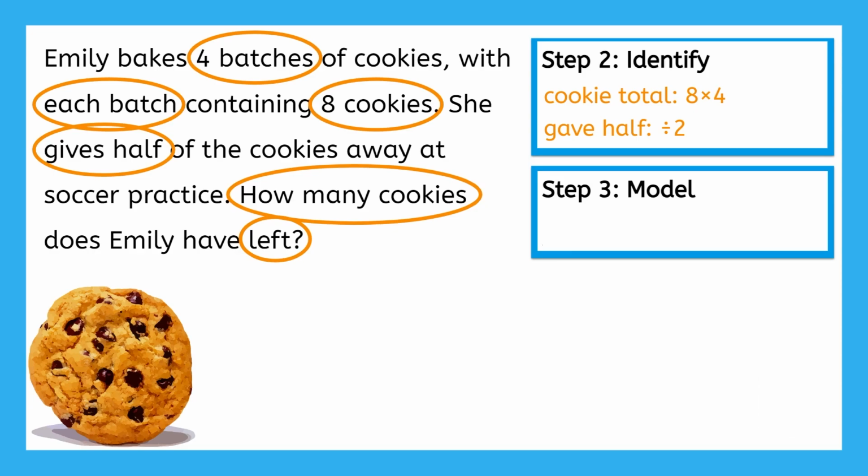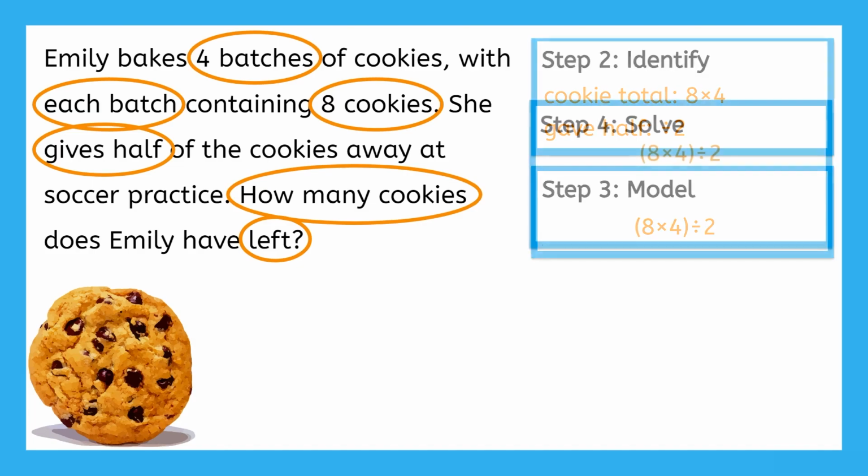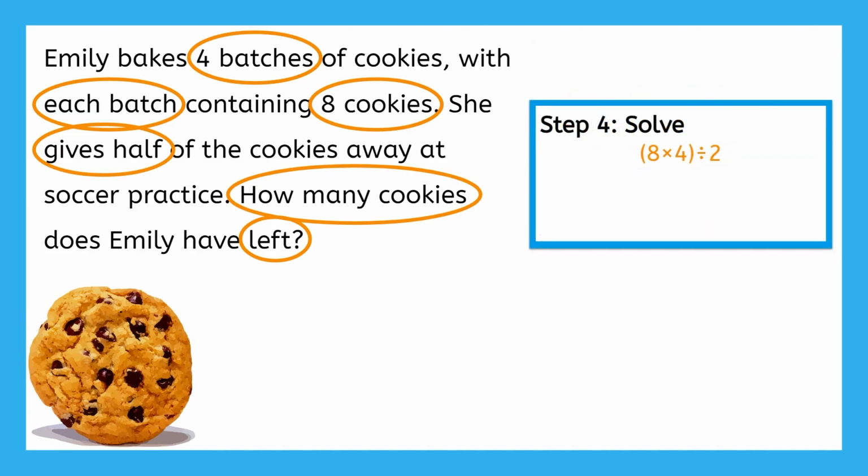We'll start by finding the total cookies Emily baked, which we represent with 8 times 4. Remember, using grouping symbols helps us to stay organized. Emily then gives away half, so we need to divide the total cookies by 2. Now, step 4, solve. 8 times 4 equals 32, divided by 2 equals 16. Emily is left with 16 cookies.